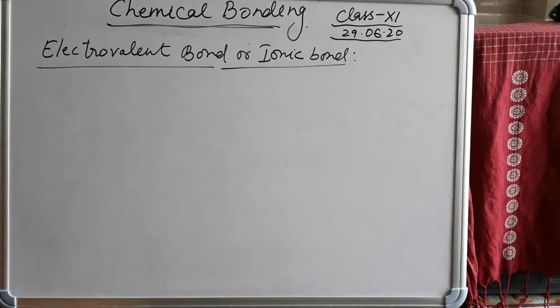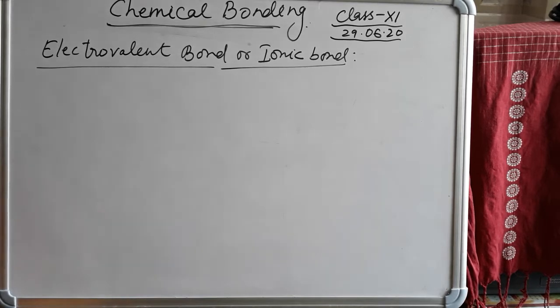Hello students, in this topic, electrovalent bond and ionic bond, we have already discussed a few points regarding this topic. Today we will discuss the energy changes in ionic bond formation and also the calculation of lattice enthalpy, how we calculate the lattice enthalpy. In fact, we study the calculation of lattice enthalpy in the thermodynamics chapter. Here we will discuss only a few points.